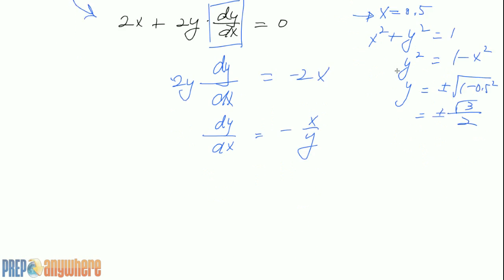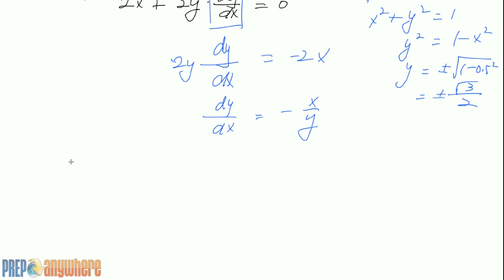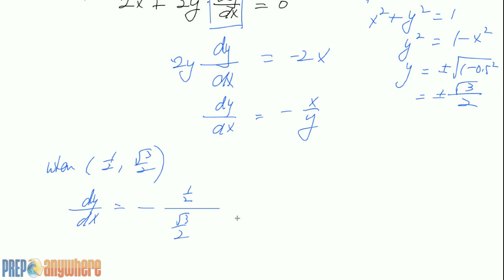So that means we're going to get two slopes. So when we're talking about 0.5 or half and root 3 over 2, the slope is going to be minus half over root 3 over 2. So you get minus 1 over root 3. Another slope. When it's half and minus root 3 over 2, the dy over dx is going to be positive 1 over root 3, right? The sign just changes. So two slopes.